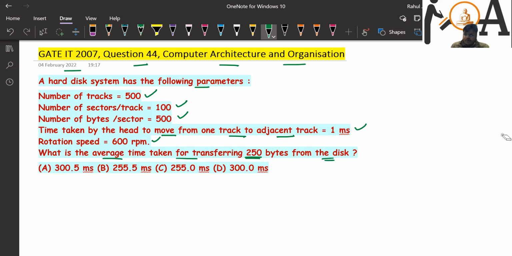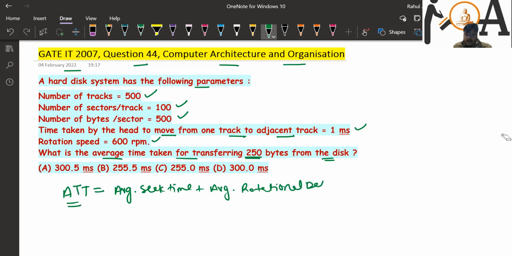So basically, let me tell you the basic concept. If we want to find out average time taken for transferring 250 bytes, then average time taken is simply average seek time plus average rotational delay, plus data transfer time. So this equation is going to give us the final answer, that is average time taken. So let's solve one by one. Let's solve average seek time.